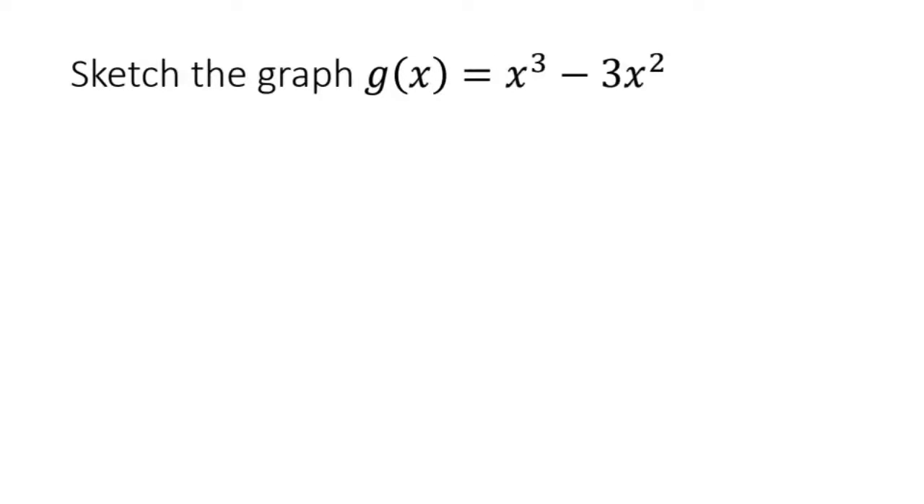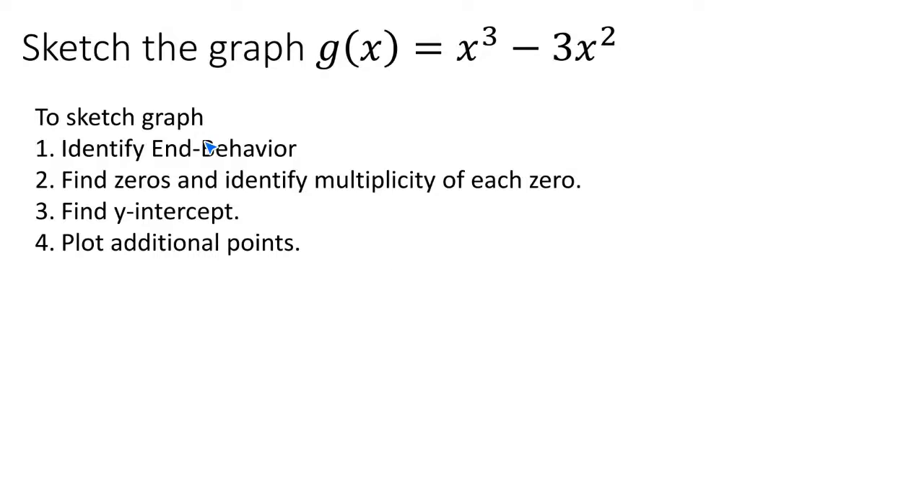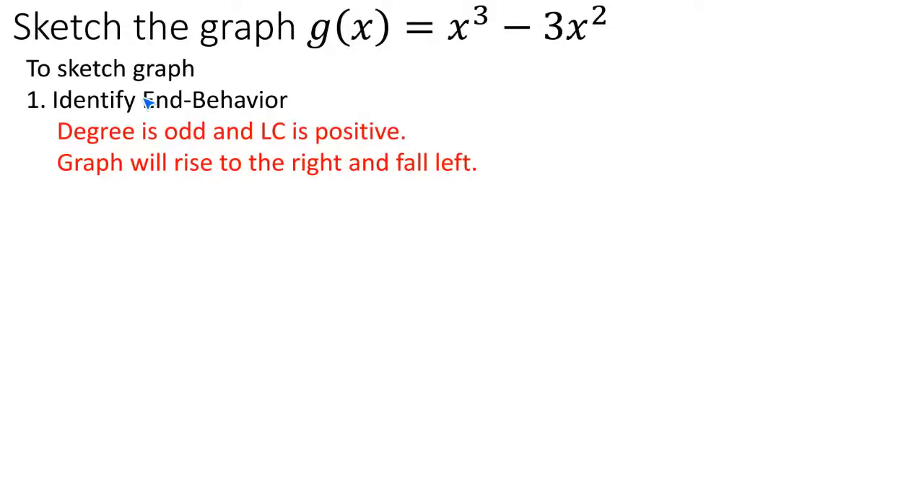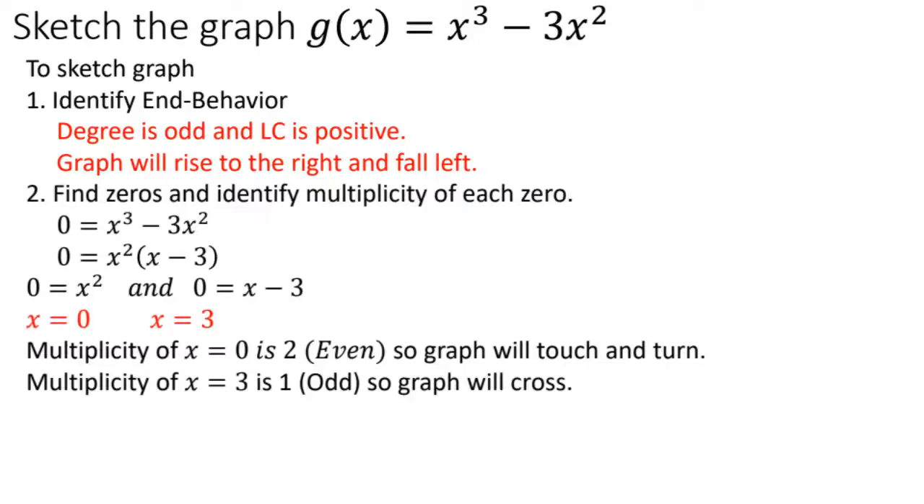Okay. So I have about 4 minutes, so I'm going to try to get through this one because at the end, you do have to graph these functions. So to graph them, you're going to identify the end behavior, find the zeros and the multiplicity, find the y-intercept, and plot additional points. So first, let's look at the end behavior. The degree is 3. My leading coefficient is 1. So that means that the graph is going to rise to the right and fall to the left. So I'm going to just write that there.